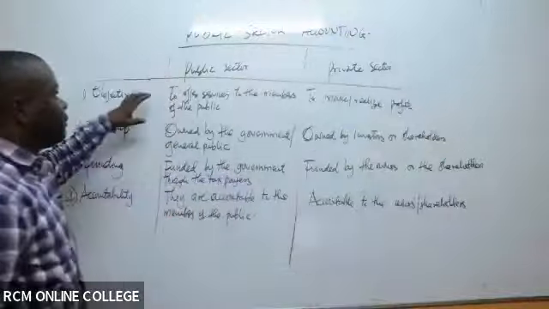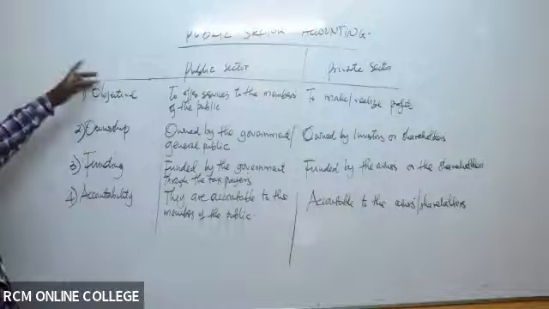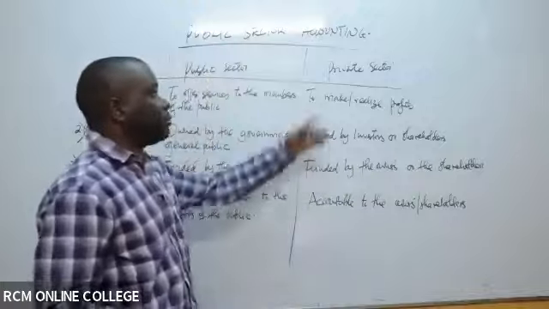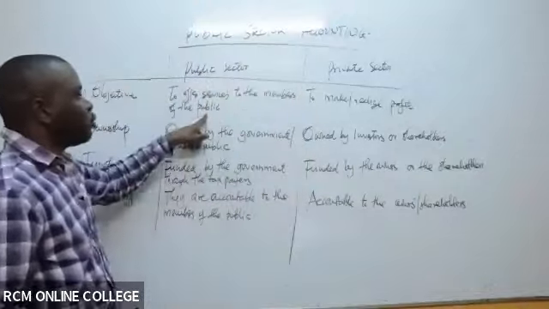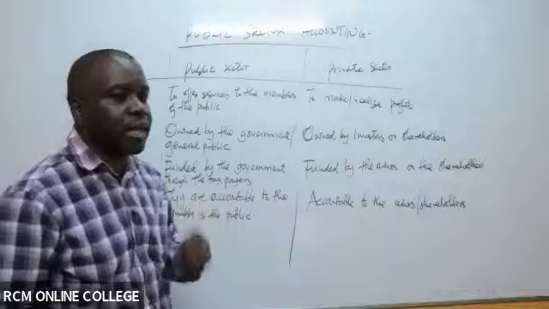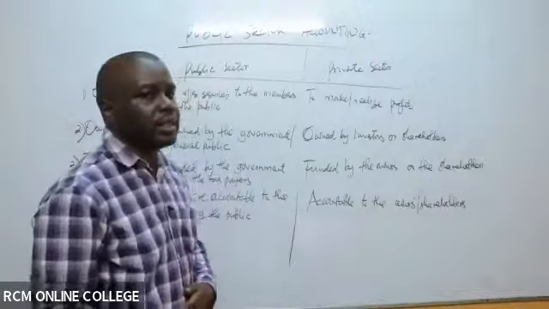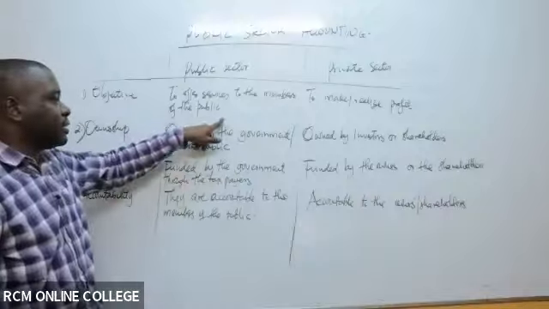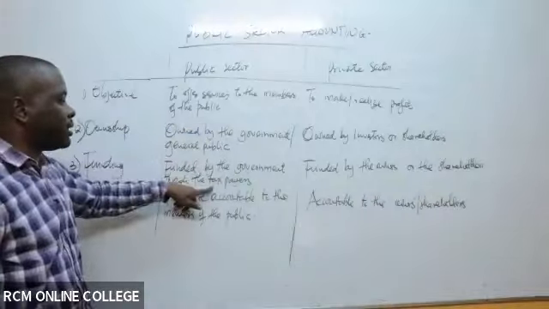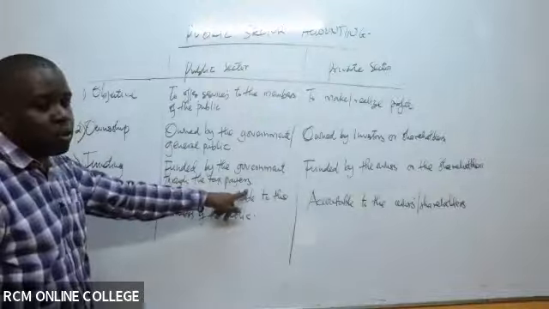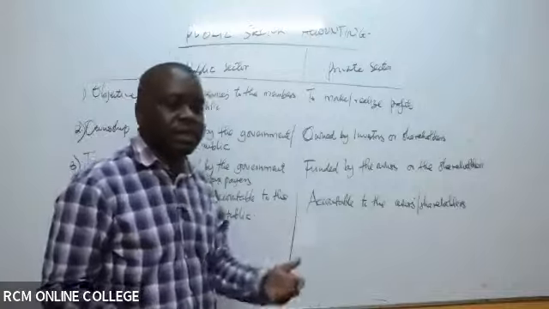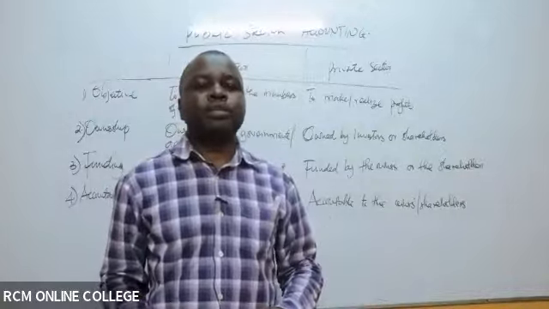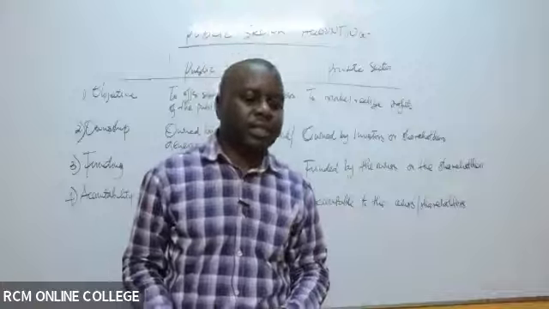Those are part of the key differences between public sector entities and private sector entities. Private sector entities will be so much profit focused. Public sector entities will be focusing on what? Providing essential services to the citizens. When you talk about ownership, they are owned by the government, and they are funded by the government through what? The taxpayers' money. So each and every year you've heard the government allocating money for what? For education.